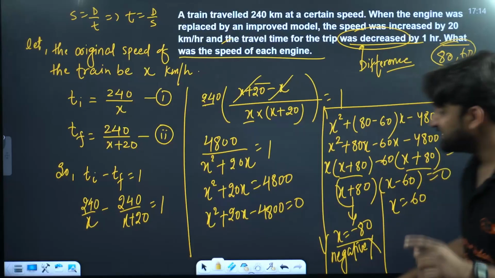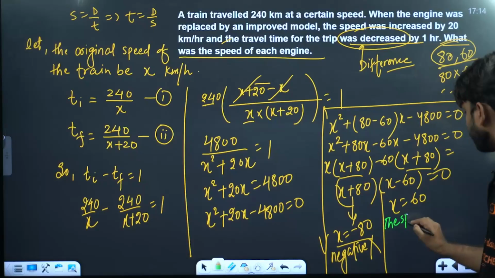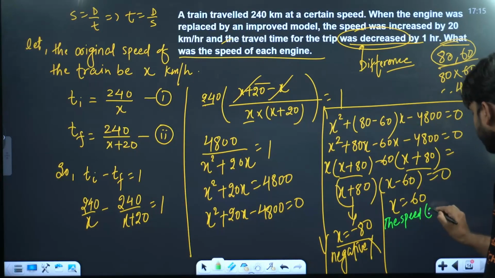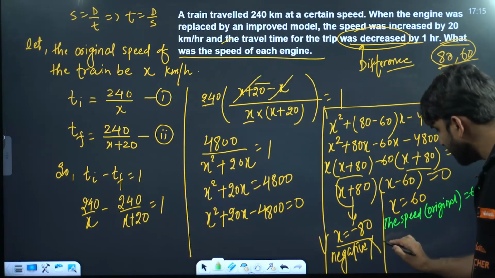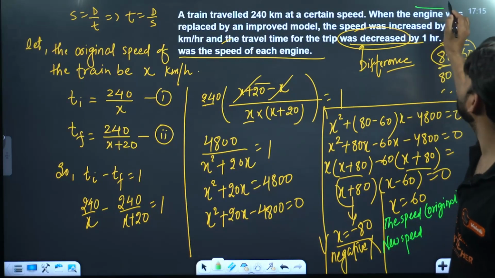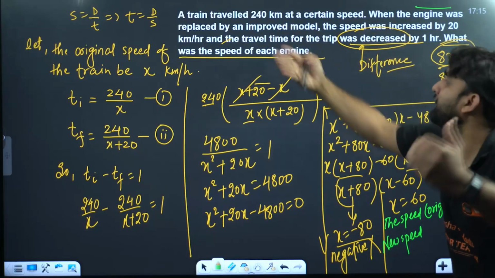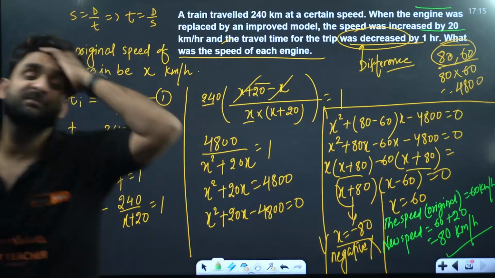So make sure to write the answer in a sentence format at the end. So the original speed is 60 km per hour, and after increasing, the new speed, after changing the engine, after improving the engine by some high powered, improved model of engine, the new speed is equal to 60 plus 20. Because the speed is increased by 20, the answer will be 80 km per hour. After changing the engine, the train was moving with the speed of 80 km per hour.